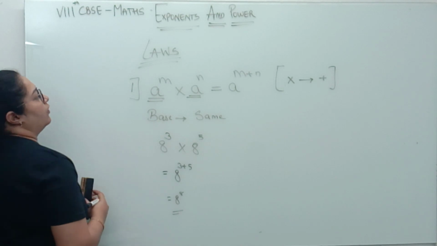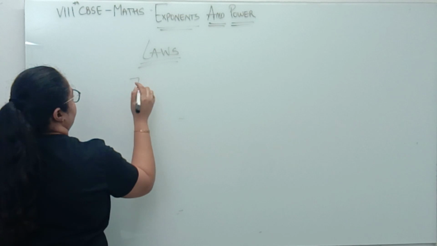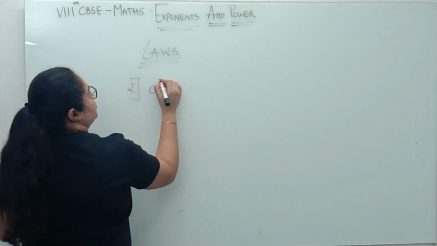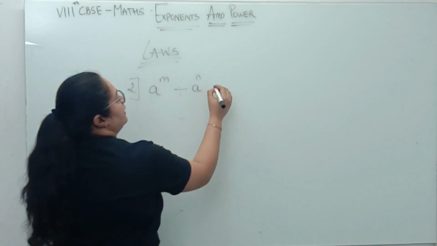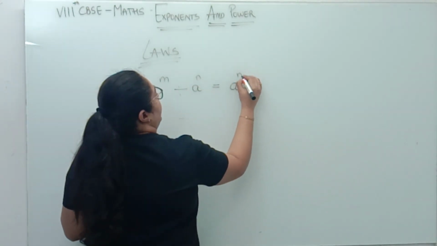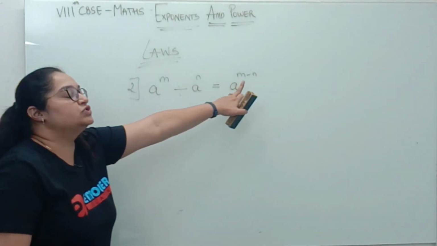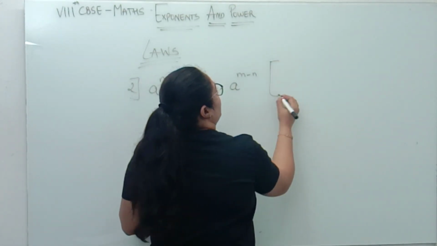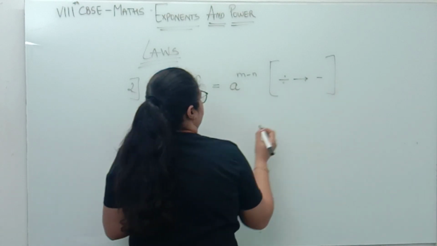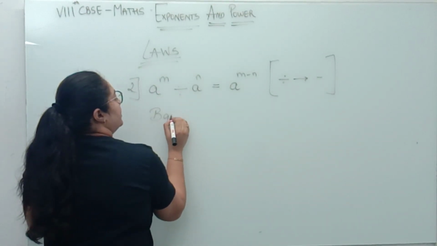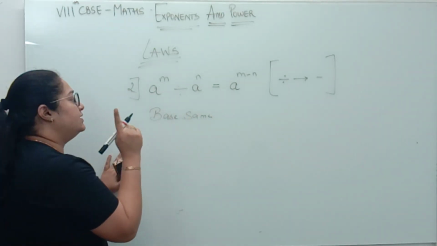Let us see the second law. The second law says a raised to m divided by a raised to n is equal to a raised to m minus n. Whenever there is a division sign, you are going to do a subtraction. So you can write this way. Division will give you what? Subtraction. Again, the base will remain what? Same. These laws are applied only when the bases are the same.